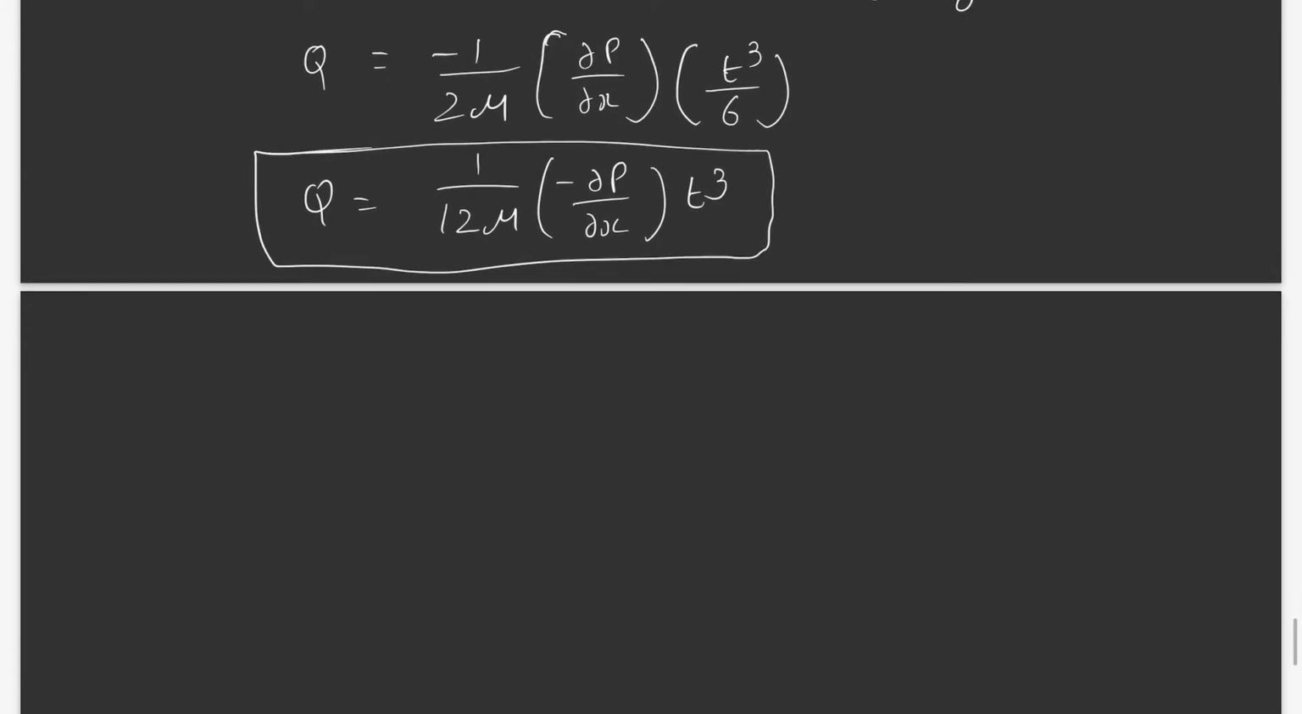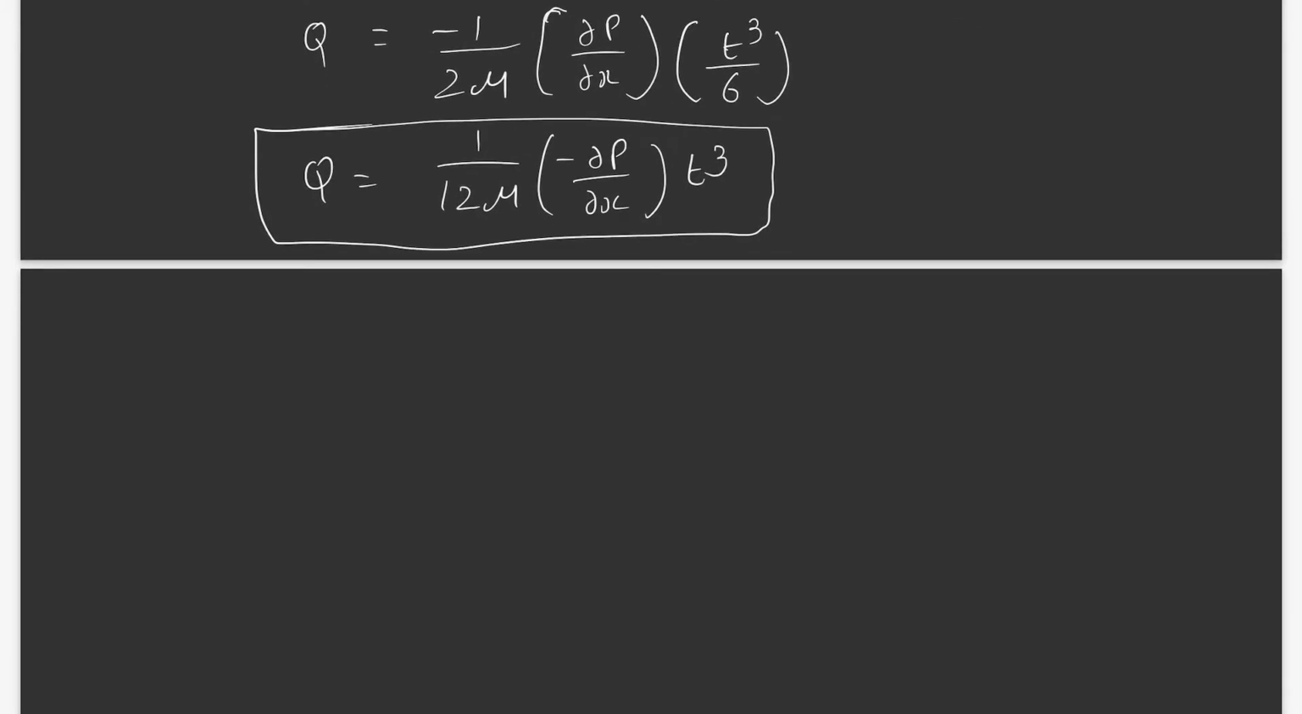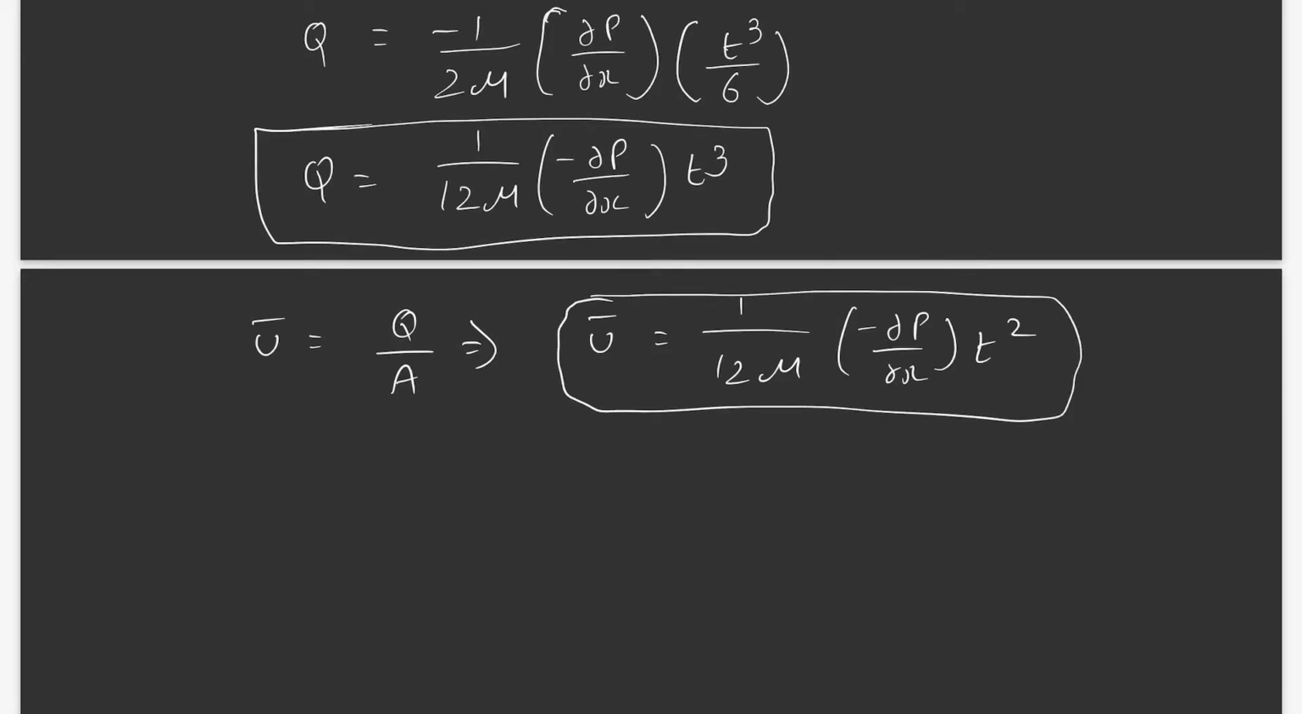Now from this, what we can next derive is the average velocity or mean velocity that we already discussed in pipe flows. What is average velocity? U bar is Q by A. We have Q, this value, and what is area? T into 1. We'll directly write the answer here. It implies U bar is equal to 1 by 12 mu into minus dou P by dou X into T square. Why? Because divided by T, the T in the numerator and denominator cancels, so it is T square.